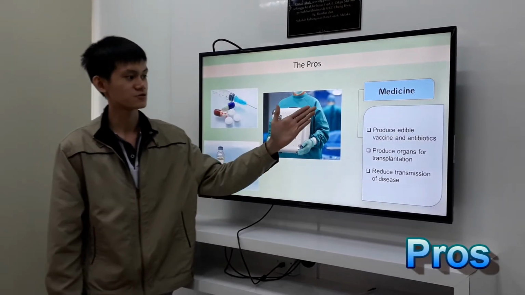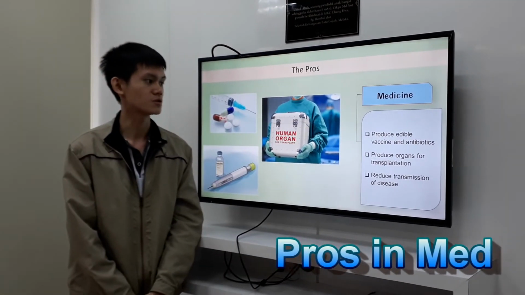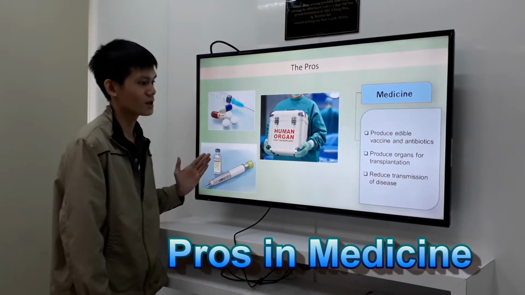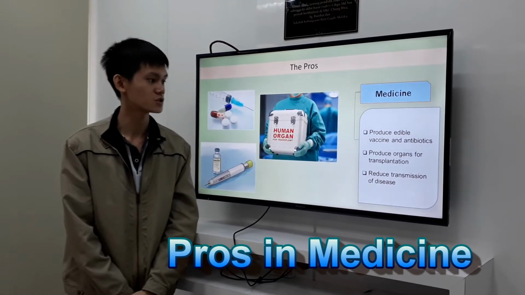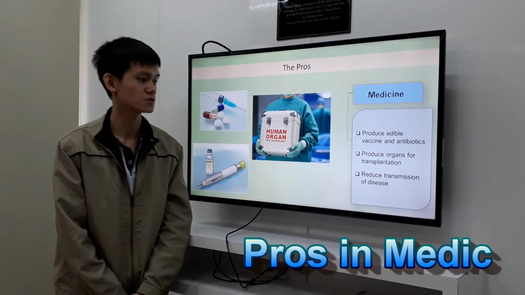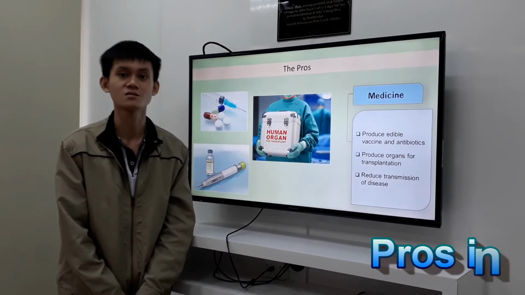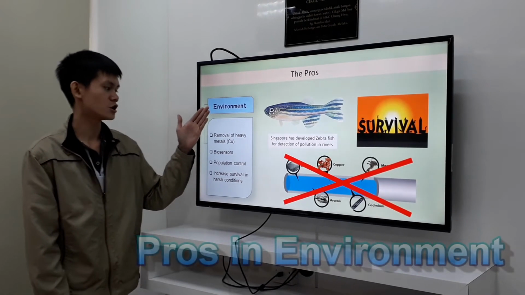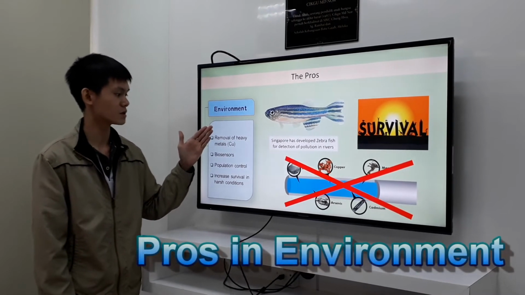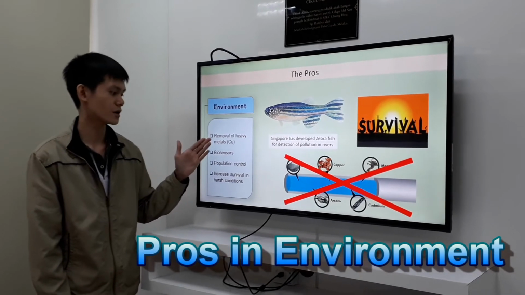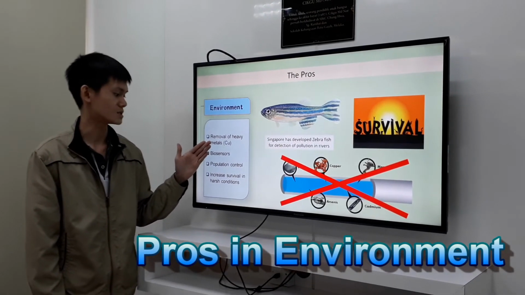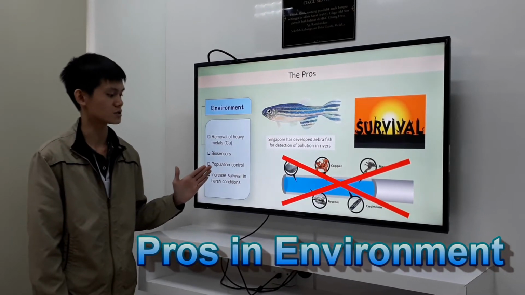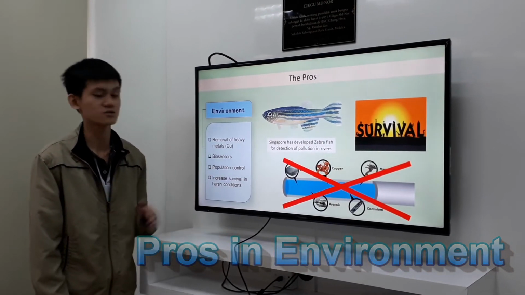In the medicine industry, GMO helps to produce edible vaccines and antibiotics such as insulin. And also, it helps to produce organs for transplantation and reduce transmission of disease. Next, for the environment, GMO helps to remove heavy metals such as copper and also acts as biosensors. Besides, it also takes an important role in population control and increases the survival rate in harsh conditions.